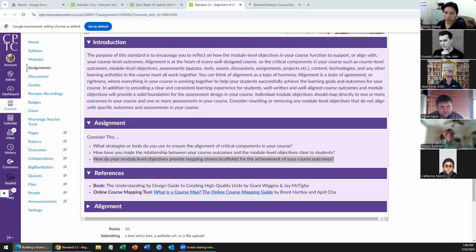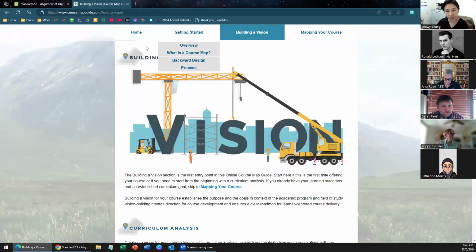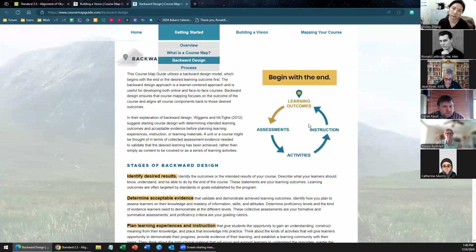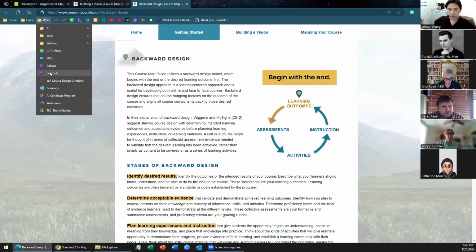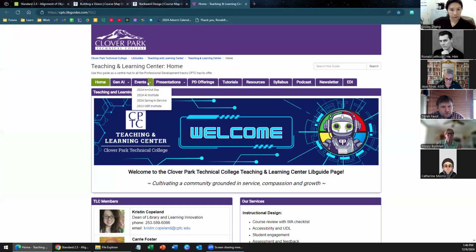I think this is a good opportunity to switch over to this site here, the course map guide, because the backwards design they have here as a circular thing, and I guess you always would come back to that. But let me see if I can find it. Sorry, I should have been doing this while you were talking, but I might have it on the LibGuide. So bear with me for a second.